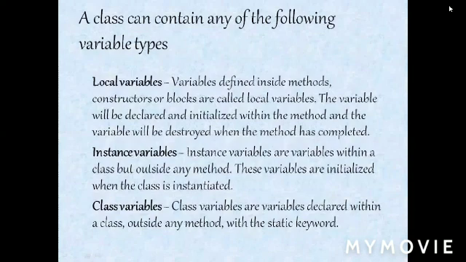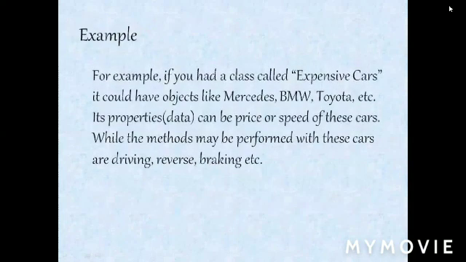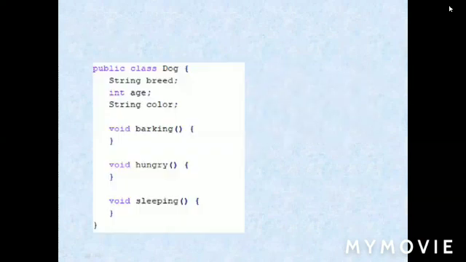Class variables are variables declared within a class, outside any method, and we declare them with the static keyword. For example, if you had a class called expensive cars, it could have objects like Mercedes, BMW, Toyota, etc. Price or speed can be the properties of these cars, while driving, reverse, braking, etc. can be performed as the methods of this class.